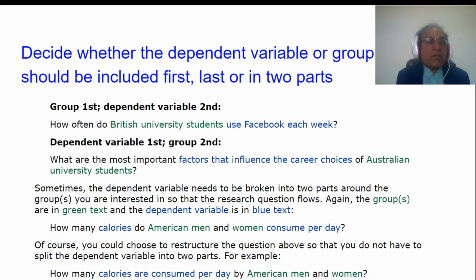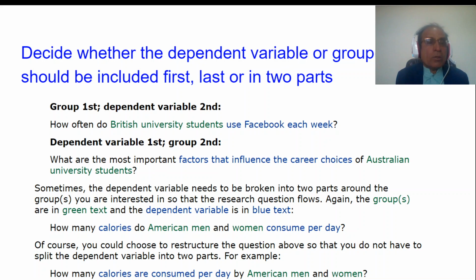Similarly, dependent variable first, group second. What are the most important factors that influence the career choice of Australian university students? Here, factors that influence the career choice is the dependent variable, and Australian university students is the group. Sometimes the dependent variable needs to be broken into two parts.